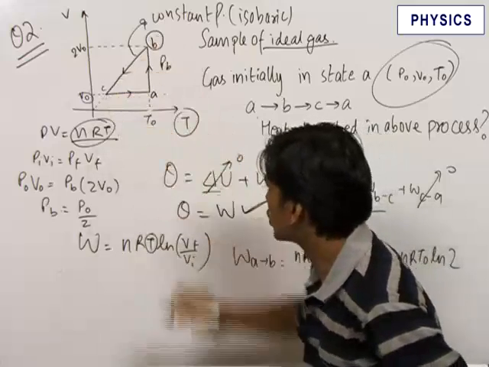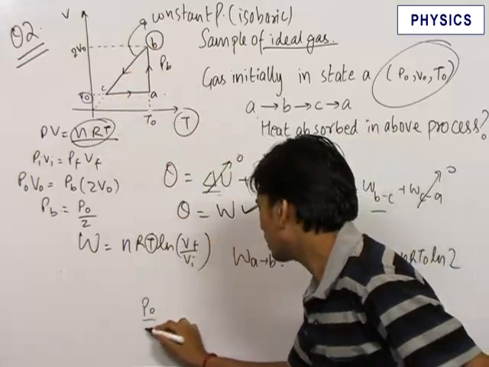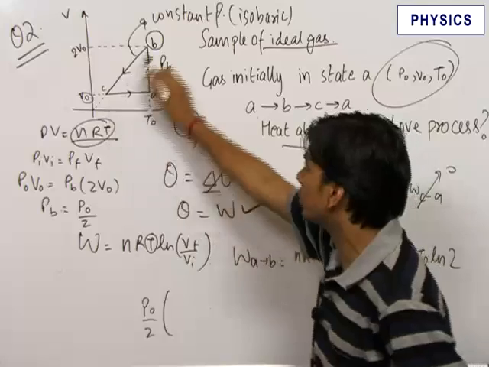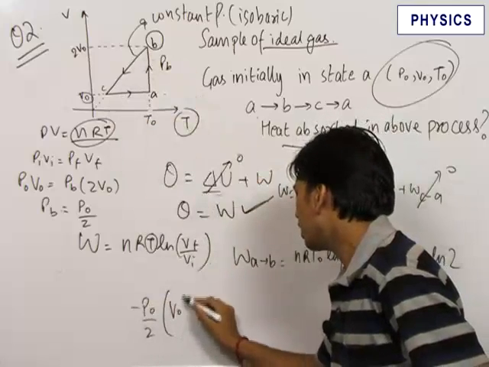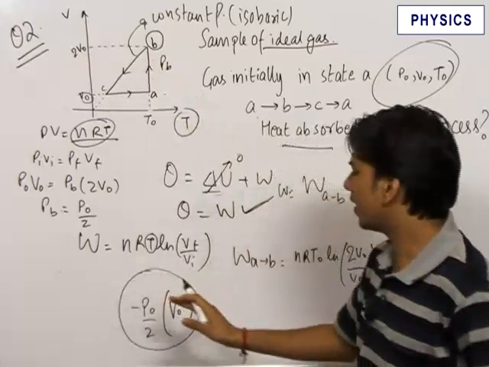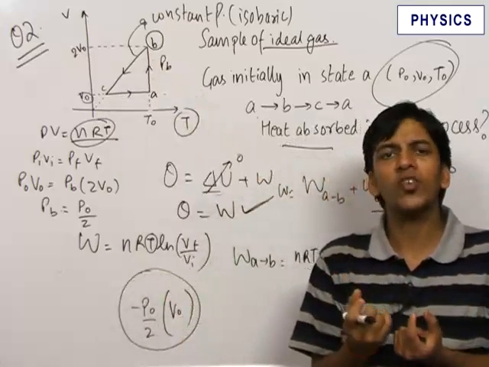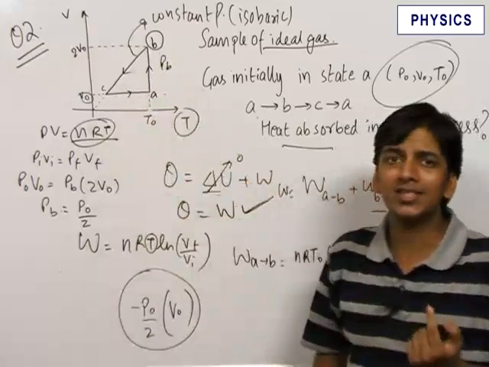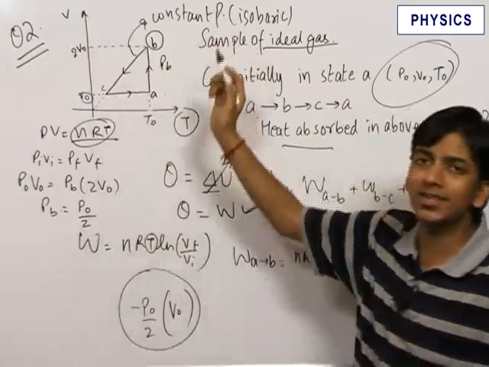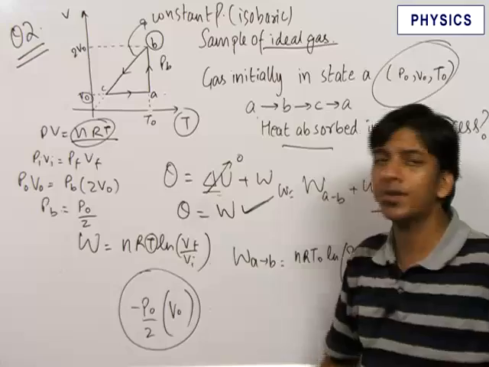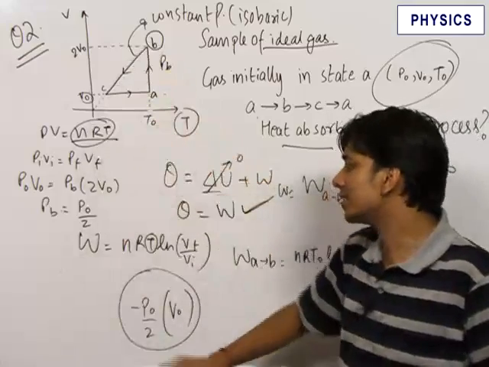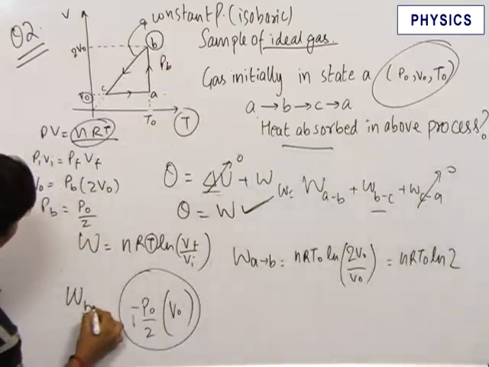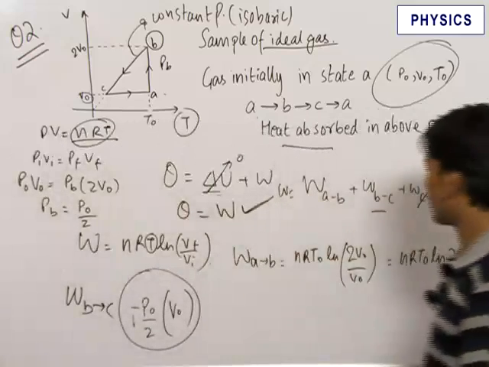Therefore the work done by the gas in this process will be equal to the constant pressure of the isobaric process into V final minus V initial, that is V naught minus 2V naught, which is equal to minus V naught. If you do not remember that, you can always remember it like this: pressure into the change in volume will give you the magnitude of the work done by the gas, and you apply a positive or negative sign depending on whether the volume of the gas is increasing or decreasing. If the volume of the gas is increasing, then it is doing positive work, otherwise the work done by the gas will be negative. In this case the volume of the gas is decreasing, therefore the work done by the gas is negative. Therefore work done by the gas in the process B to C comes out to be equal to minus P naught V naught upon 2.